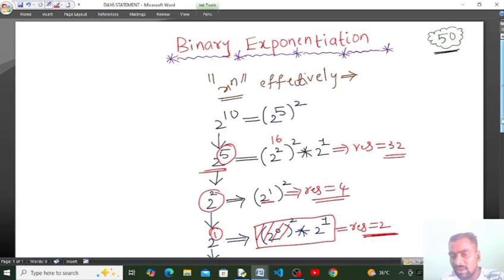If you know the 2 power of 5 value, then substitute it in the previous step, because we want 2 power of 10 value, right? How to write 2 power of 10? 2 power of 5 whole square. So what is 2 power of 5 value? Already we got 32. So keep this result here. 32 whole square, how much? It will be 1024. So this is my value of 2 power of 10.